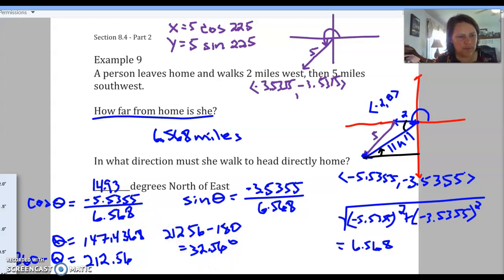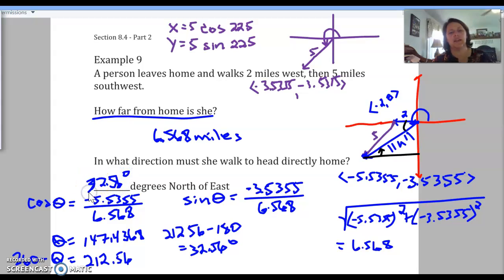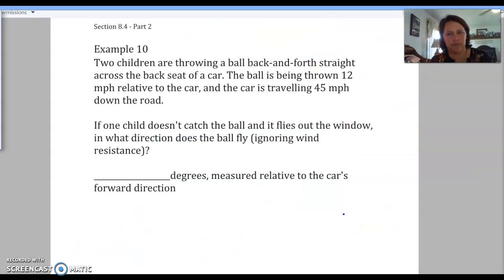Oh, whoops. Not that. All right. So 32.56 degrees to head directly home. And that's our final answer for number 9. All right, example number 10.